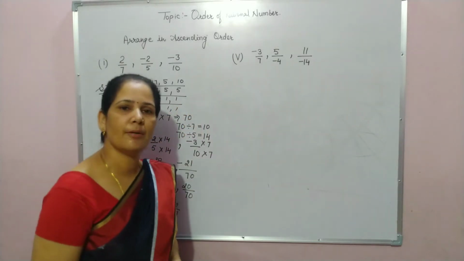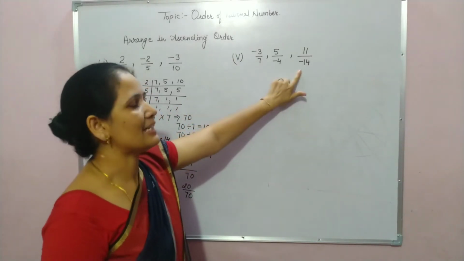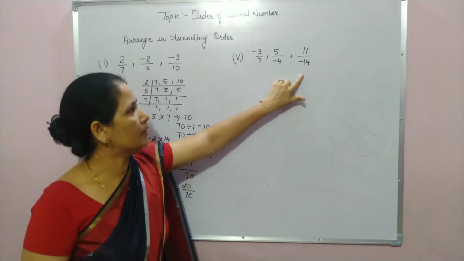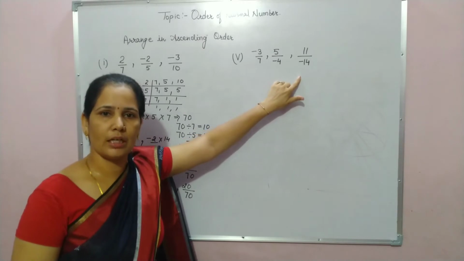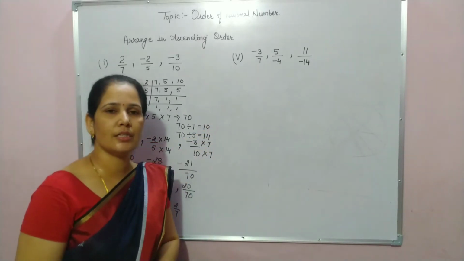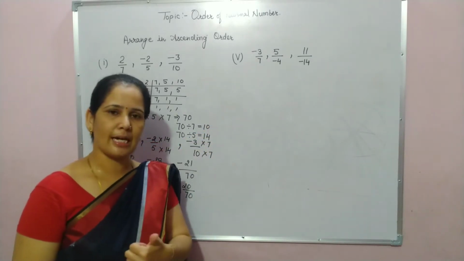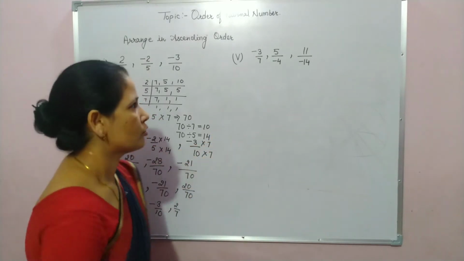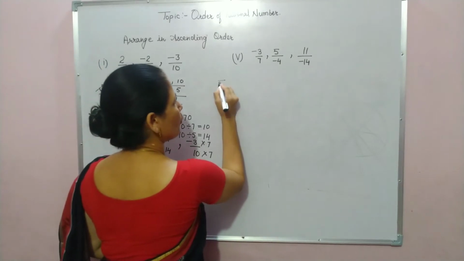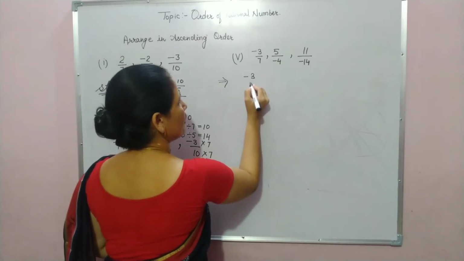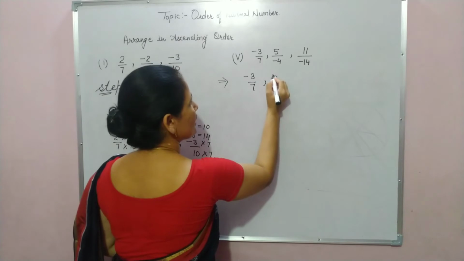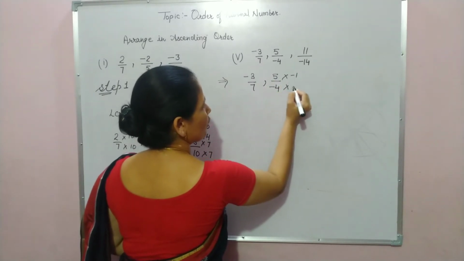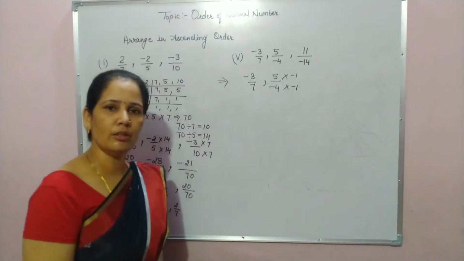Now take one more example students, where denominators are negative. Whenever you are going to arrange any rational numbers in ascending order and a denominator is given negative, the first step is to convert the denominator to positive. As we know, to convert the denominator to positive, multiply the number by minus 1. So 5 by minus 4, multiply by minus 1 to numerator and denominator both.